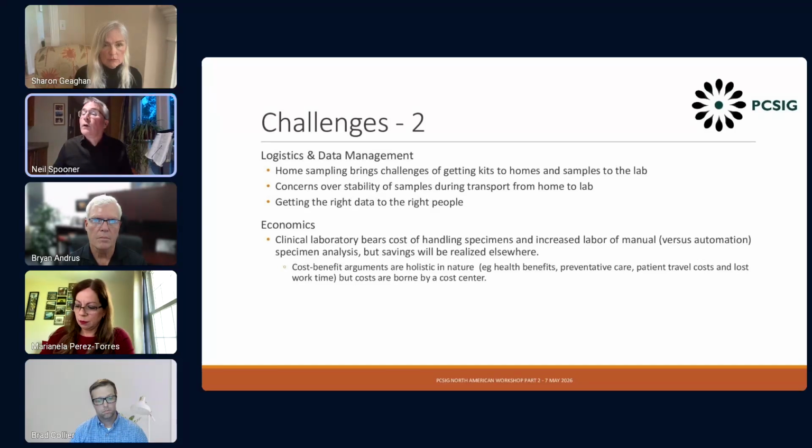So, are there any solutions in this kind of area that people have been thinking about?